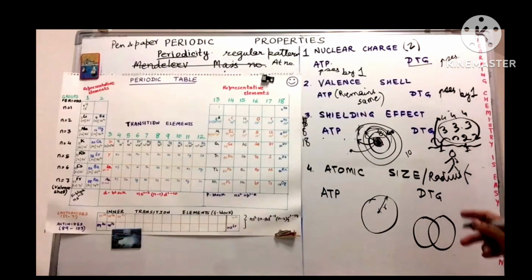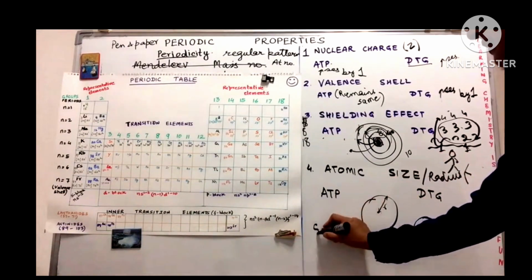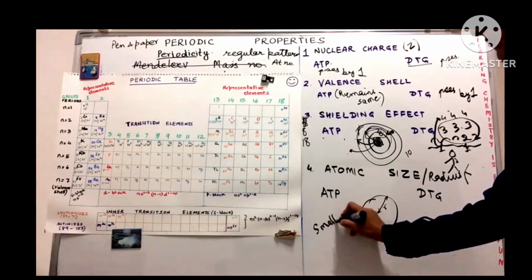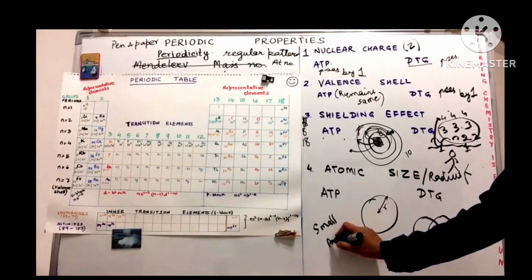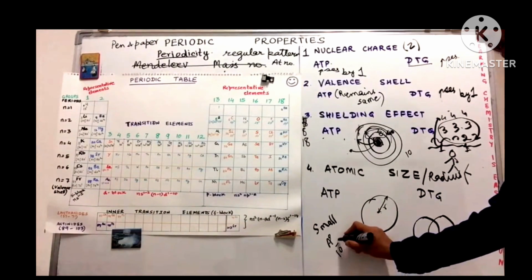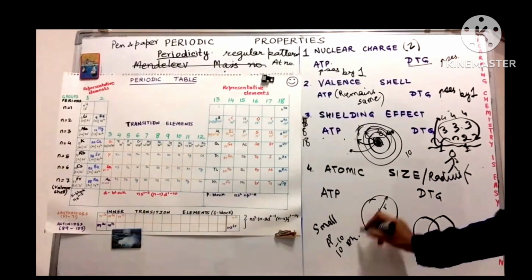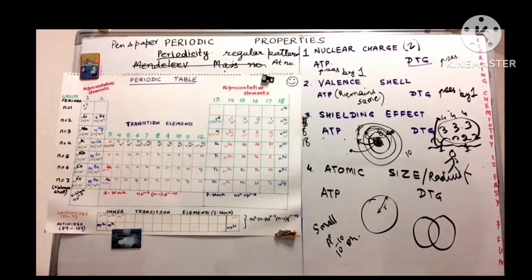Now mind you, to determine the atomic radius of an individual element or an individual atom is very difficult, because the size of the atom is very small, in terms of angstrom units, that is 10 to the power minus 10 meters. That's very small to be measured. So we have to rely on derived data.